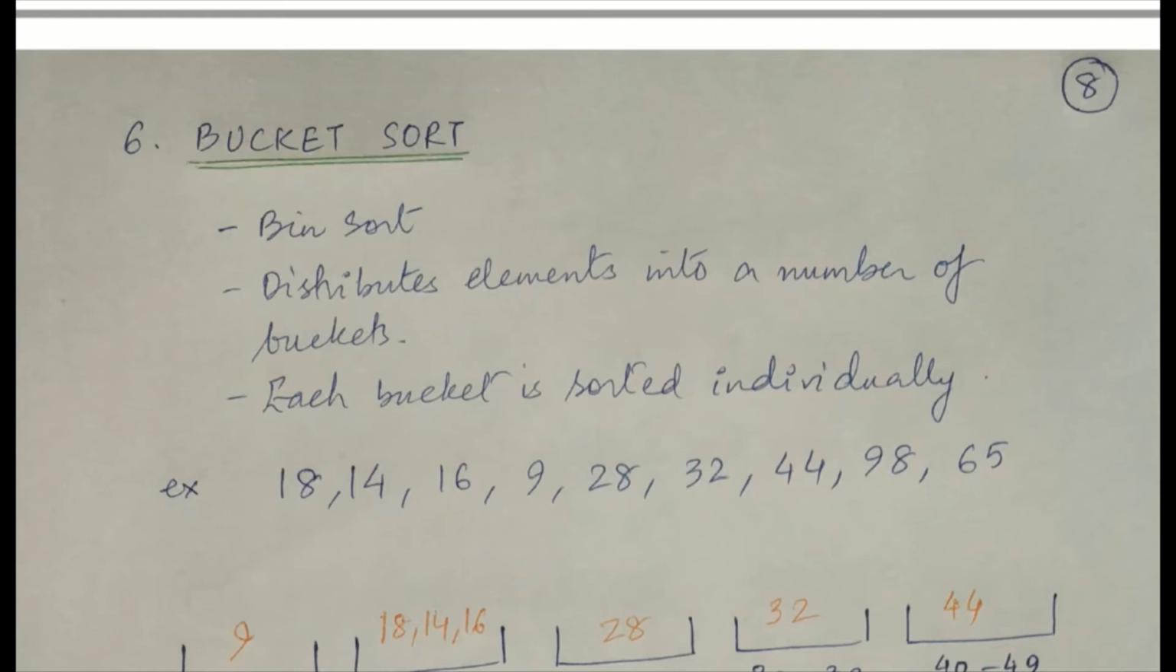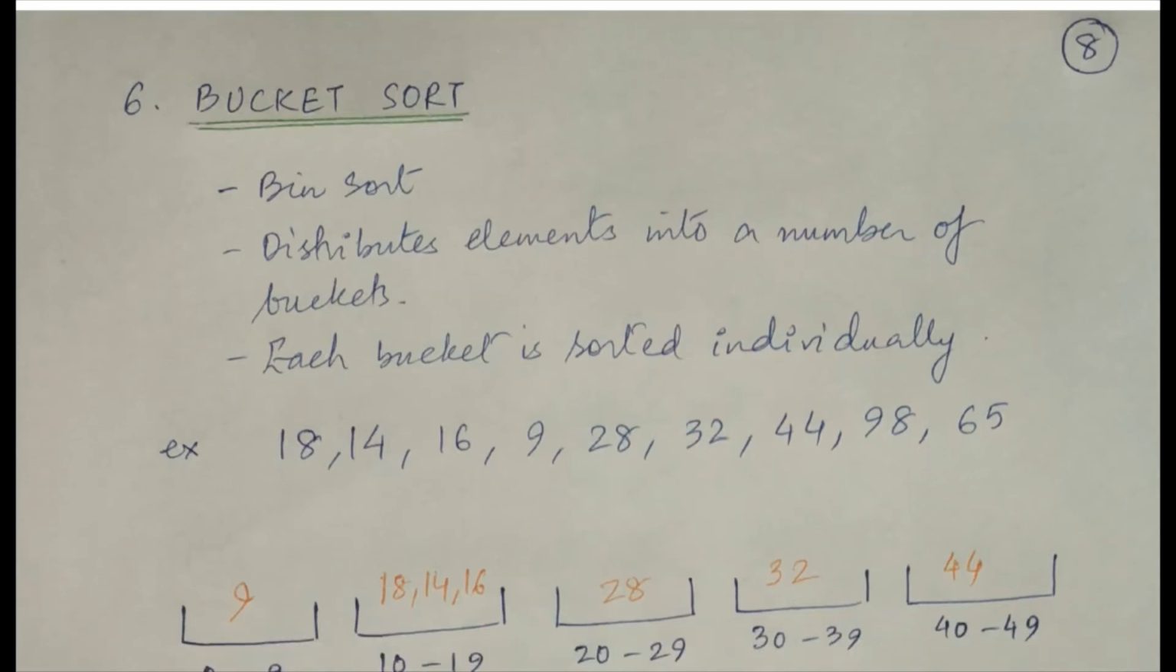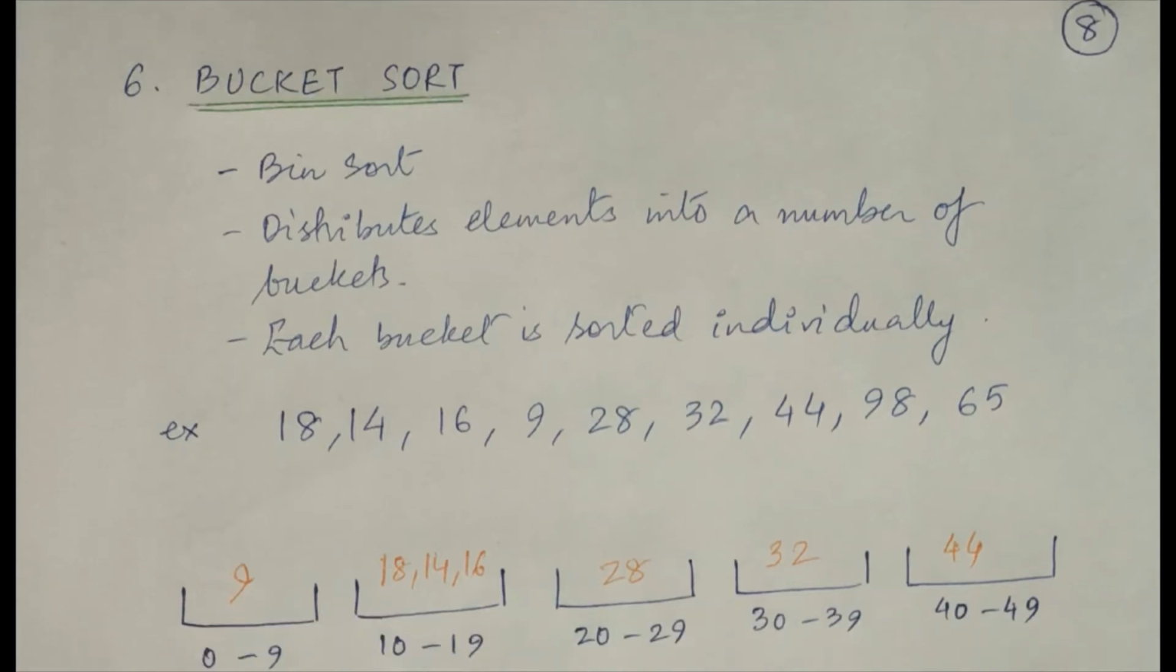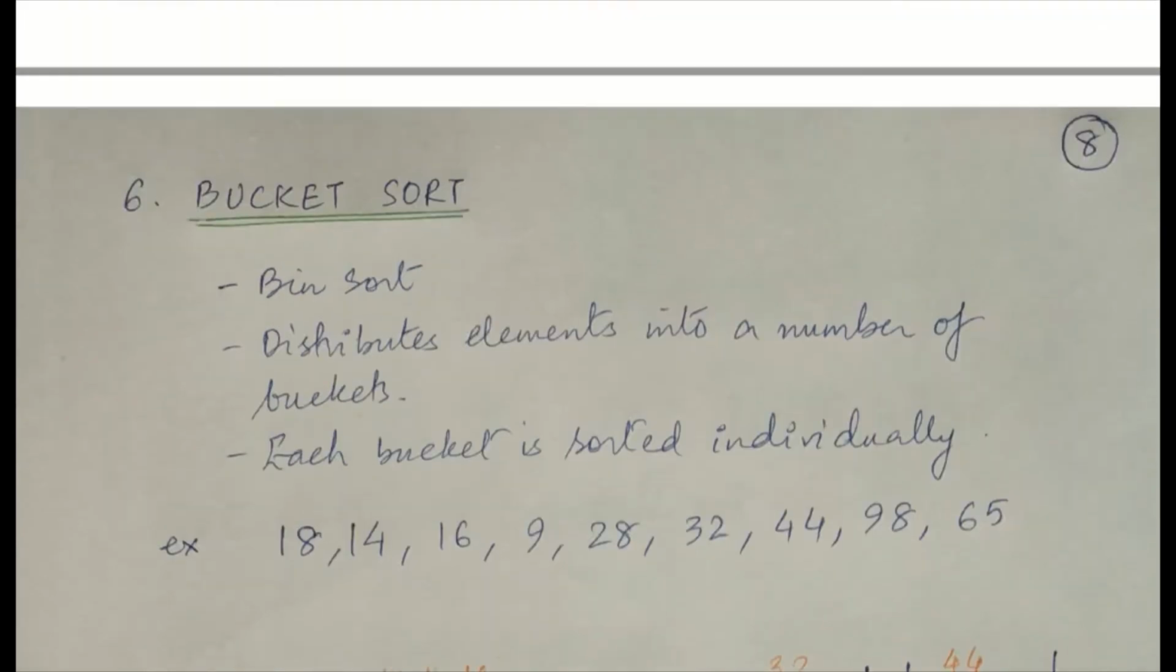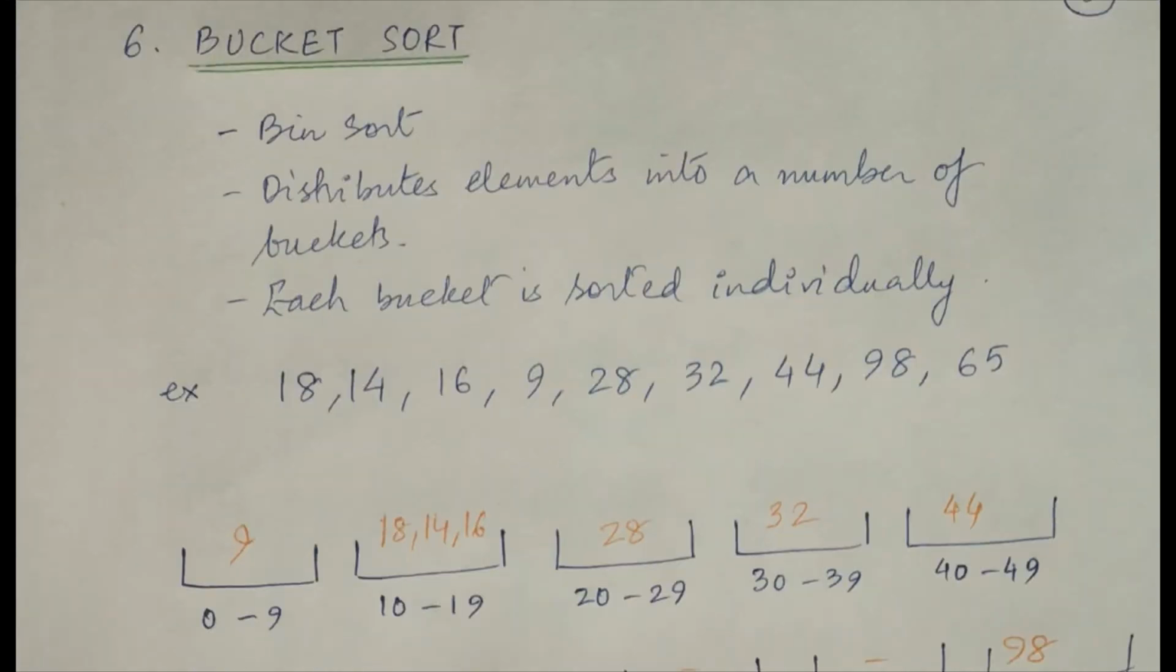Then you have bucket sort. It's a very simple sorting algorithm. What you do is you have different buckets. Let's say sometimes when we have to sort currency notes, you have different currency notes, so you put them all in different piles and then sort each pile individually. You can do it for different things.